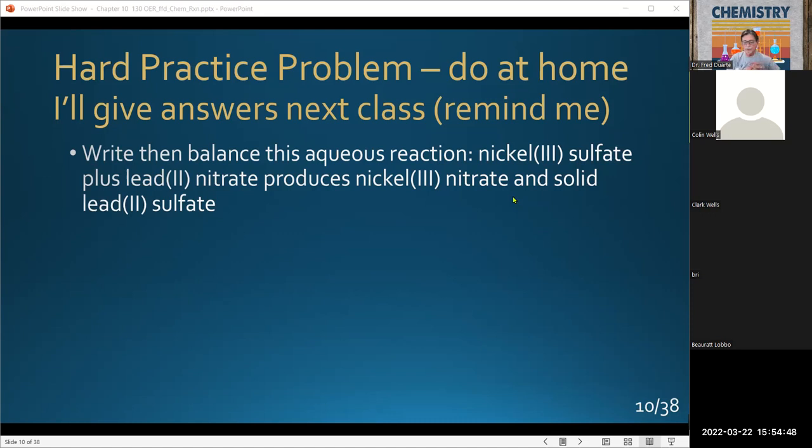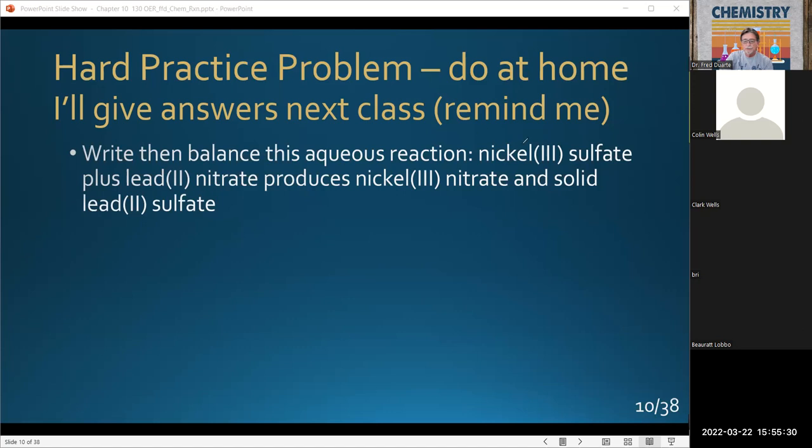Okay, nickel 3 sulfate plus lead 2 nitrate produces nickel 3 nitrate and solid lead 2 sulfate. All right. As with anything, break it down into the pieces. And notice here, in both cases, everybody here is an ionic compound, right? So what do we do? We write the ions first. Let's write the ions first of all these compounds, so we can make sure we put them together correctly. So let's take the first one. It says nickel 3 sulfate.